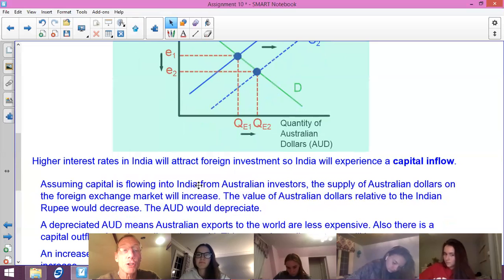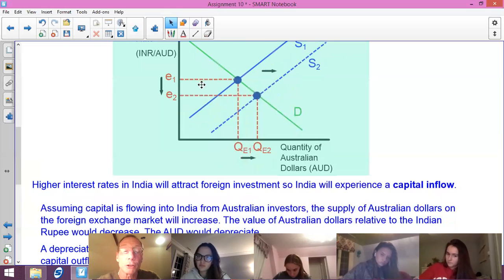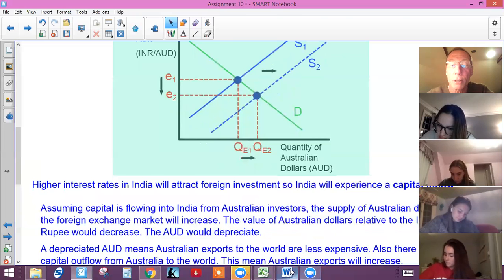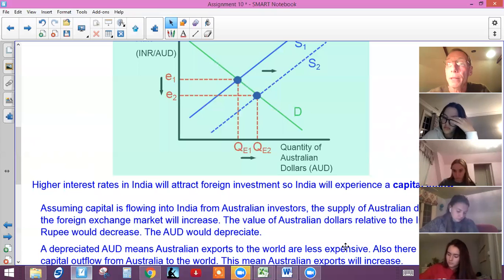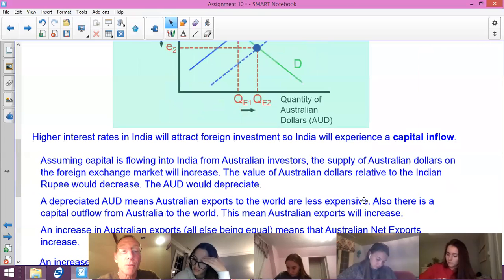So if we're assuming that capital is flowing into India, and since we're talking about Australia and India, let's jump back to our question so we know what we're doing here. When we think about capital inflow, it's obviously coming in from the world, but we're really focusing here on two countries. So we're thinking about capital inflow from Australia into India in this particular case.